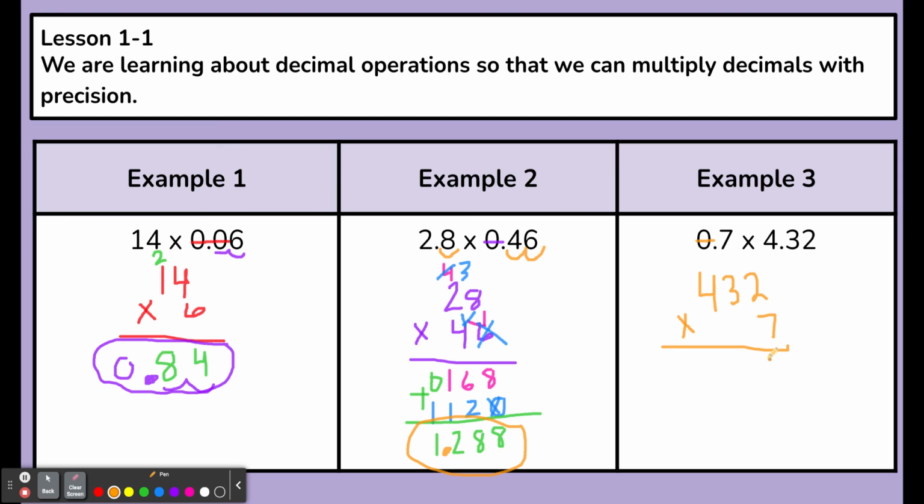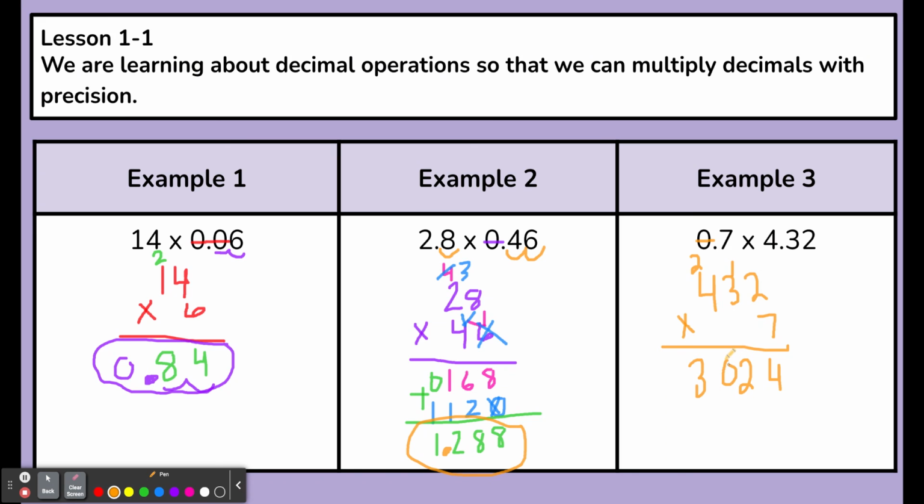7 times 2 is going to give me 14. Carry my 1. 7 times 3 is 21. Add the 1, that's going to give me 22. 7 times 4 is 28. Add 2 more, you're going to get 30.